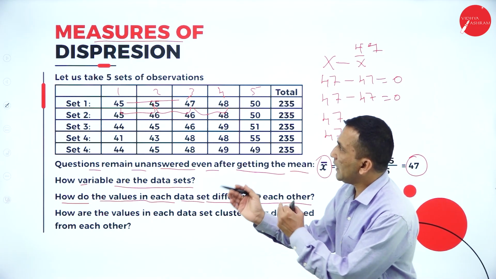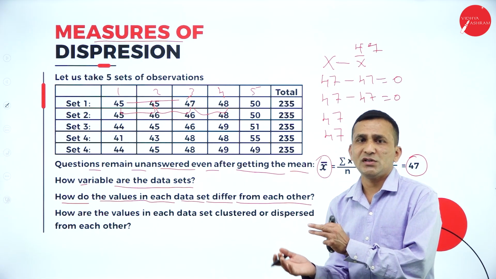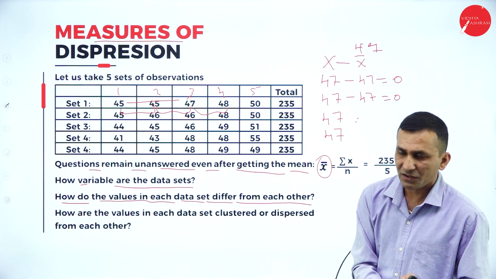Okay, now for that reason only, for the measure of dispersion, there are 2 types. One is absolute and the other is relative measure of dispersion.